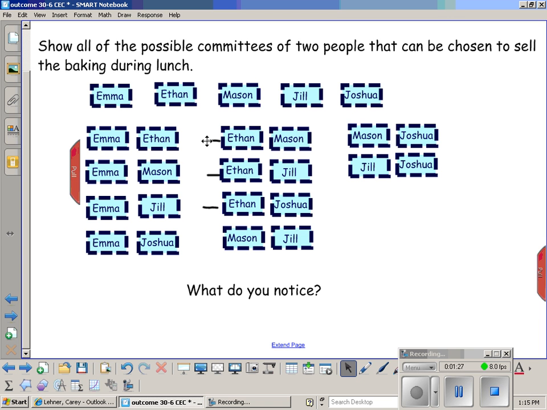And why might you have that? Well, you need to think about this. We're picking committees of 2 people. Does it matter who gets picked first or second? No, they're just 2 people that are going to sit and sell the baking during lunch.